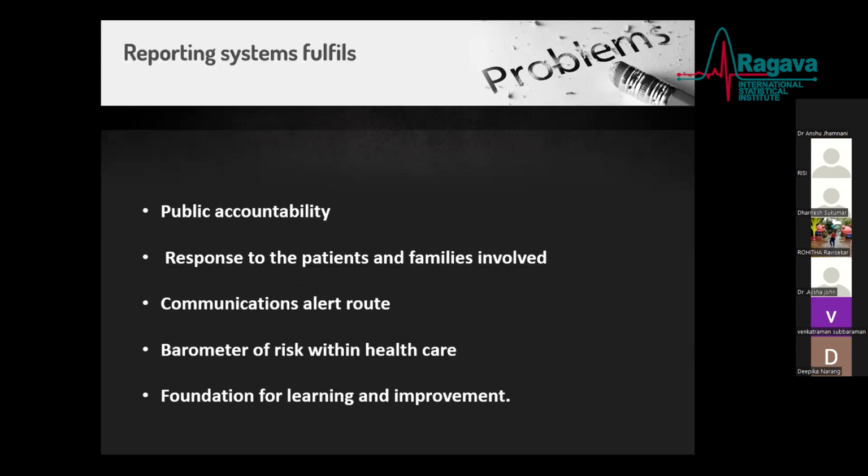Now, usually a reporting system fulfills one or more of the 5 main functions. Some of these functions are not always compatible with one another. For example, the use of systems primarily for accountability purposes can disrupt their use in the process of improvement and learning. They may create an environment of fear and apprehension, which can reduce the willingness to report incidents.